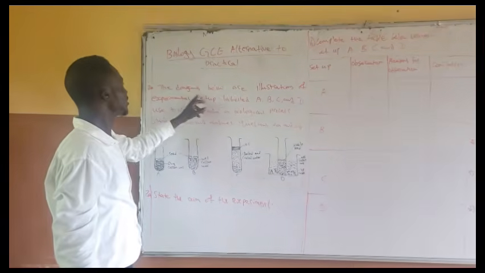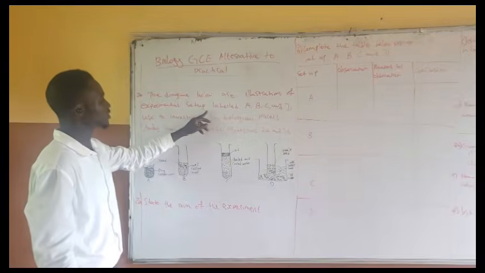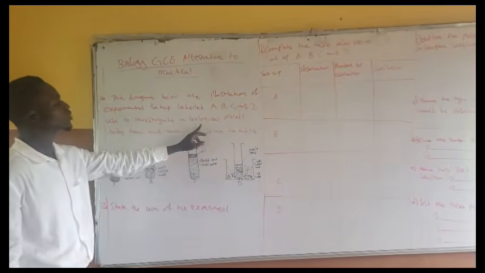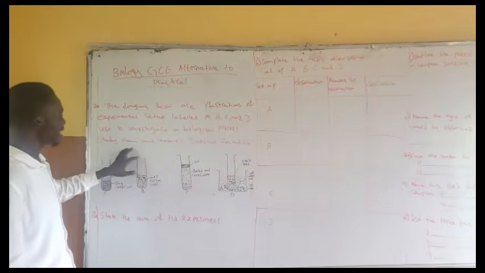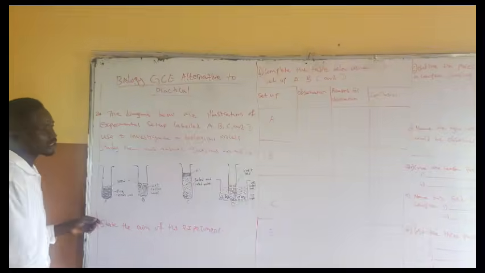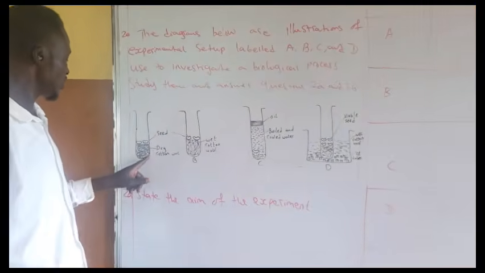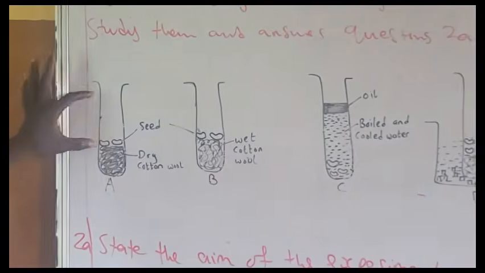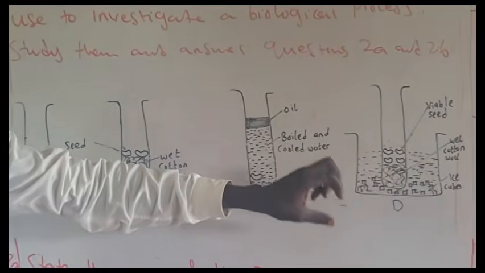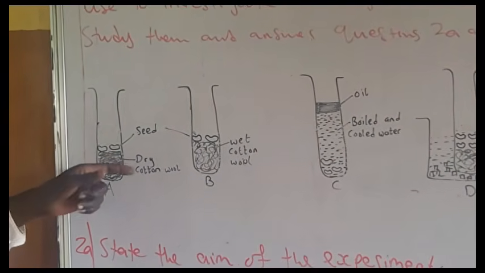It says the diagrams below are illustrations of experimental setups labeled A, B, C, and D used to investigate a biological process. Study them and answer questions 2A and 2B. Let's check the diagram. The first one is A. These are test tubes, while the last one has a beaker with some things in it. I will explain when I get there. These are seeds, which look like bean seeds.